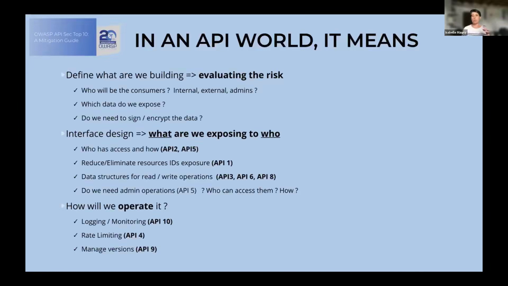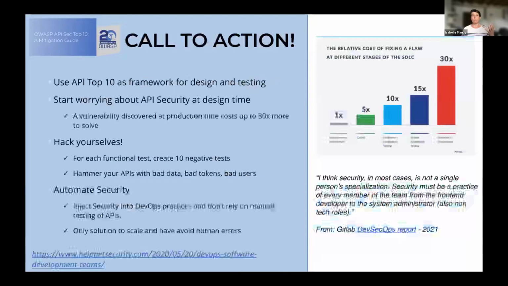So all of this should be really, for me, the call to action: to use the top 10 and all the information we have around that as a framework for designing and testing your APIs, right? Again, if you worry about security so late in the life cycle, whatever problem is being introduced is going to be super expensive to fix, if it's even possible to fix without rewriting the entire thing, right? So the earlier we talk about this, the earlier we design it, the better we're going to be at building secure APIs.